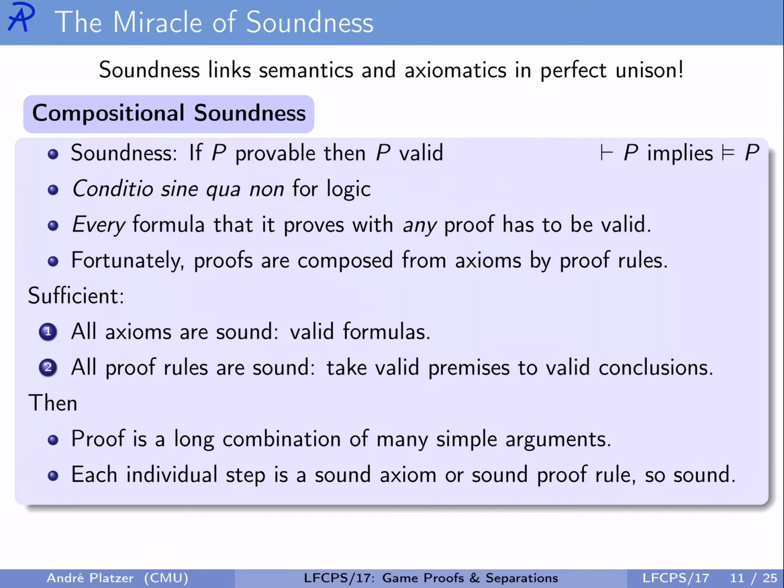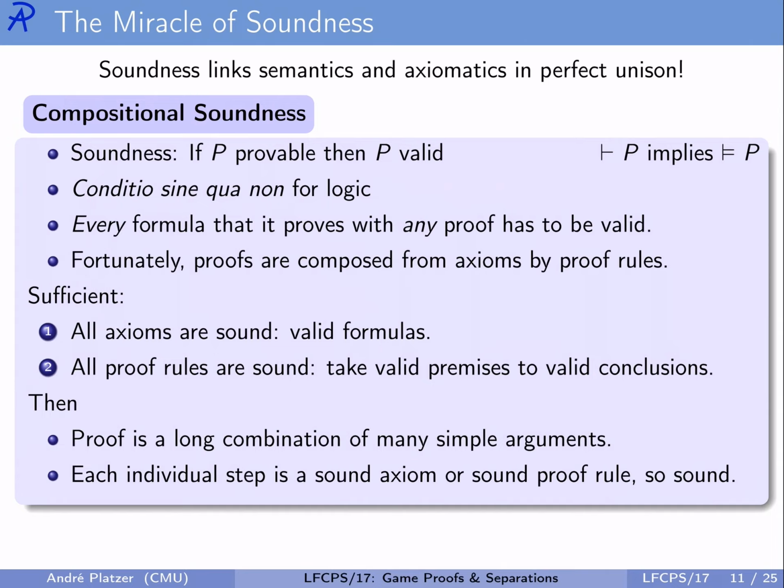sufficiently make sure that each of the axioms is sound, so they correspond to valid formulas, and each of the proof rules is sound, which means they take valid premises to valid conclusions, and then any proof, no matter how long it is, is just a combination of lots of these simpler arguments, of lots of little axioms and little proof rules. The axioms all started out with sound, so valid formulas, and the proof rules took valid formulas to valid formulas. So every step is either a sound axiom or a sound proof rule. The entire proof is going to be sound.